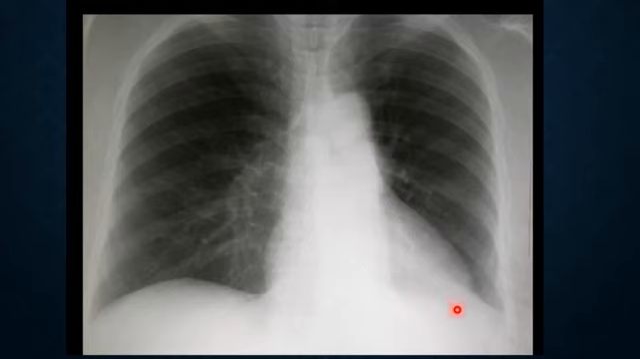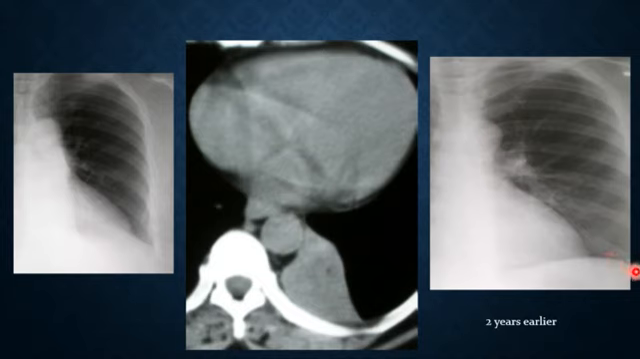So another example here, you can see this flattening and you can see the triangular opacity, and on the CT scan you can see this. Compare it with a chest x-ray from 2 years earlier, you can see a very nice waist, now it's lost. The diaphragm here is more continuous, more well defined, now it's lost.